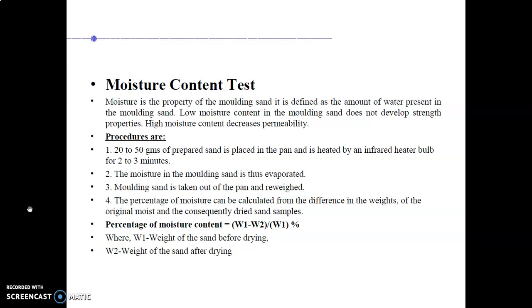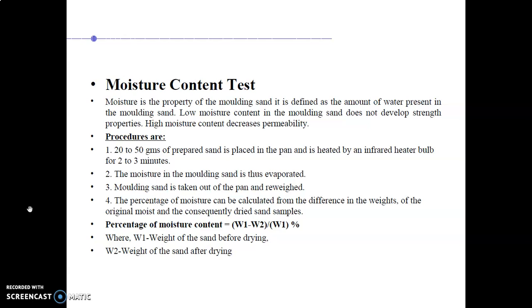Here is the procedure: 20 to 50 grams of the prepared sand is placed in a pan and heated by an infrared heater bulb for 2 to 3 minutes. So we are heating the molding sand with the help of the infrared heater. Moisture in the molding sand is evaporated. Obviously, if you heat the water, it will evaporate from the molding sand. The molding sand is taken out, and we measure the weight.